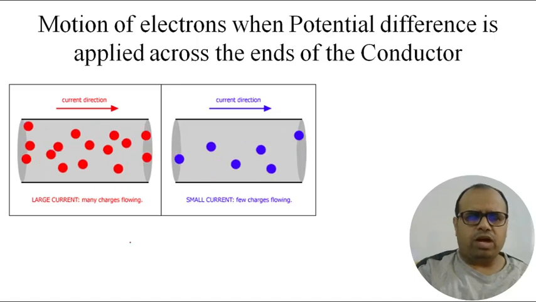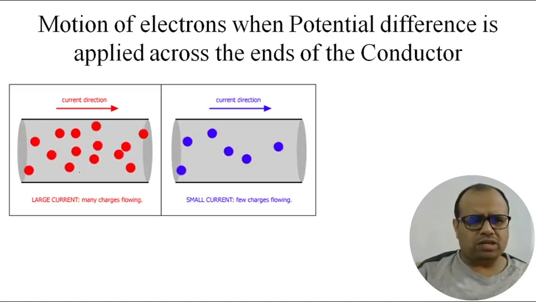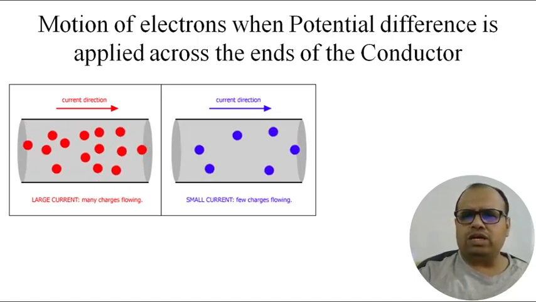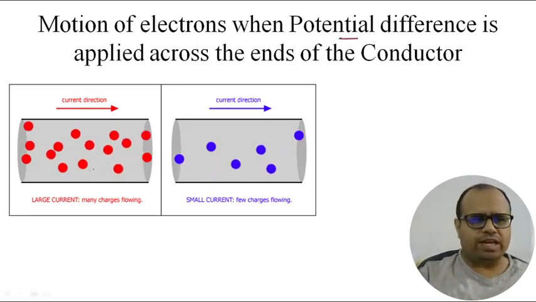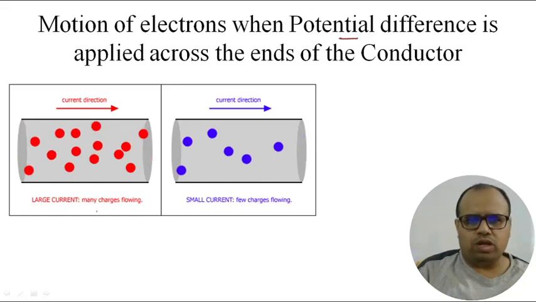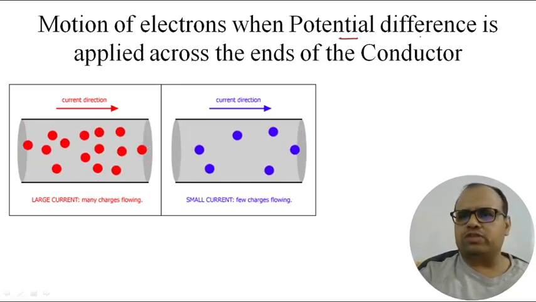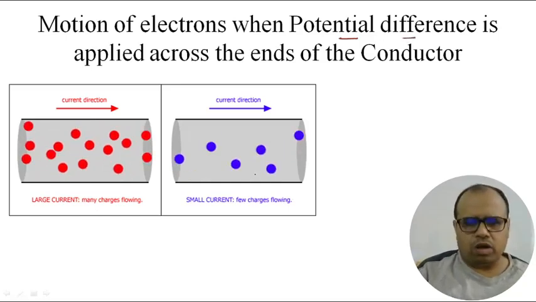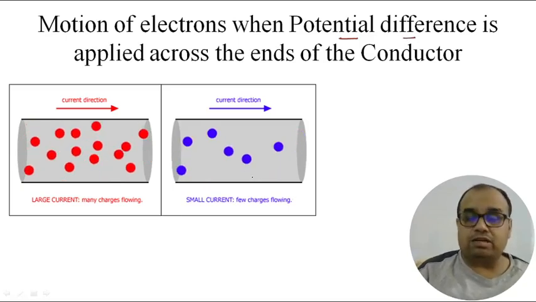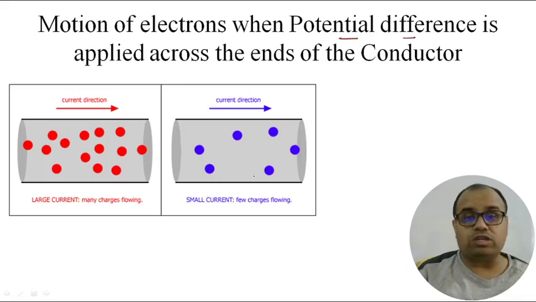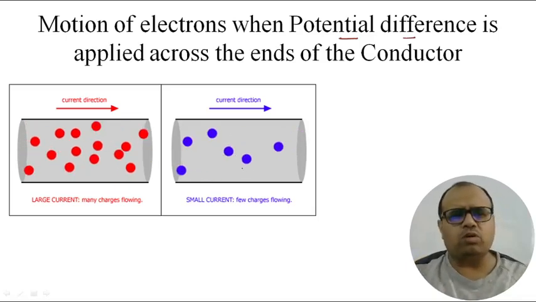Now, if you increase the potential difference, you would find that a greater current would flow, and if you decrease the potential difference, a lesser current would flow. Ohm's law, which we discussed, says that the current is directly proportional to the potential difference applied. We will be talking about that also.